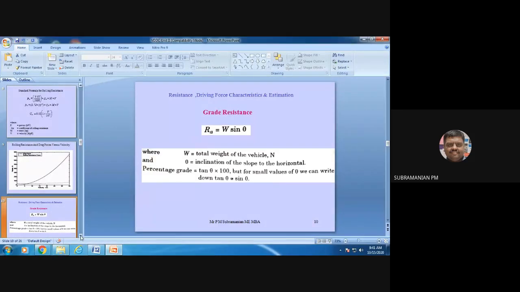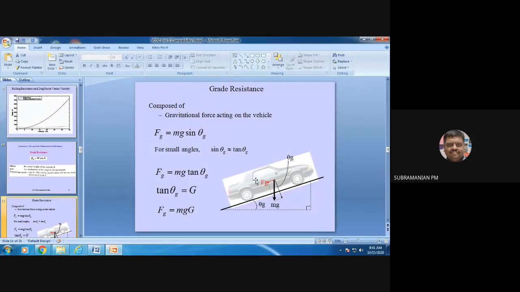I have already told you what grade is. First of all, for grade resistance, see this sketch.